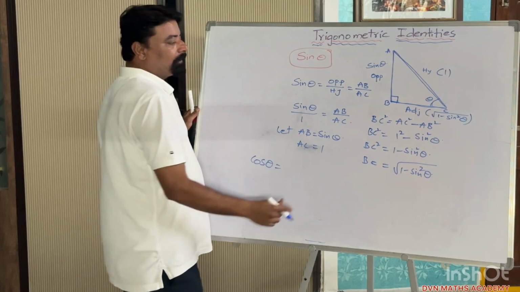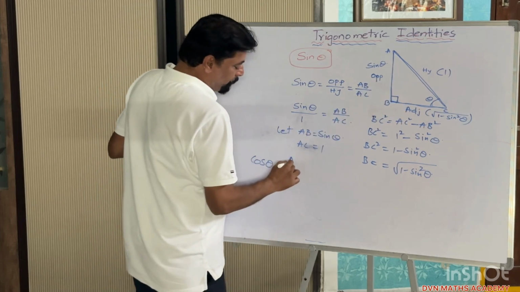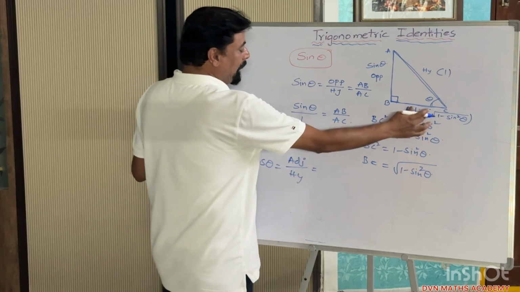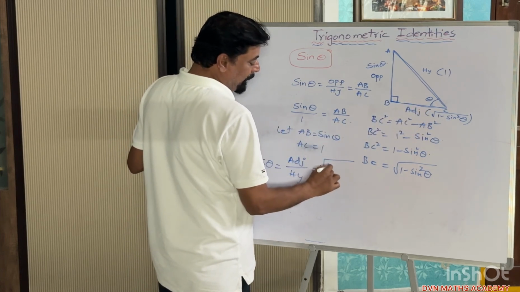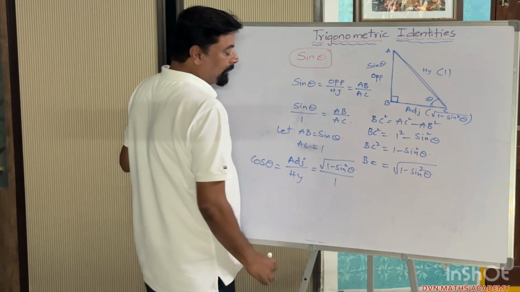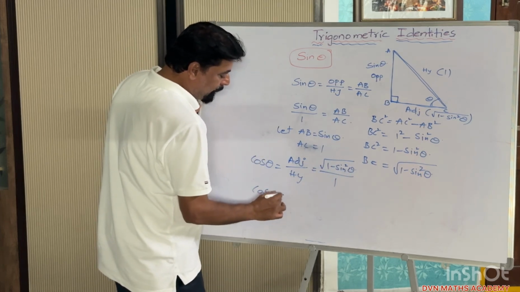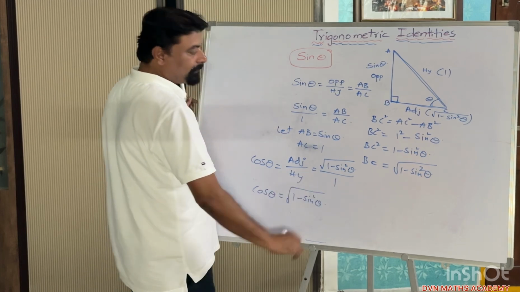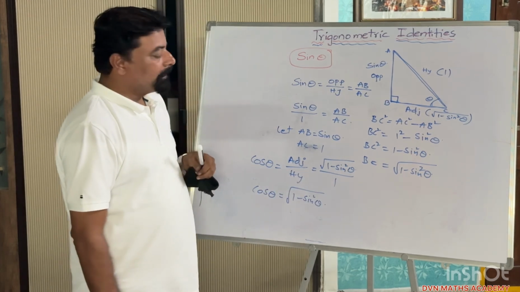Cos theta is equal to adjacent by hypotenuse. Now adjacent I got as under root of 1 minus sine square theta, and hypotenuse is 1. So cos theta is nothing but under root of 1 minus sine square theta. I got it. Cos I wrote in terms of sine.